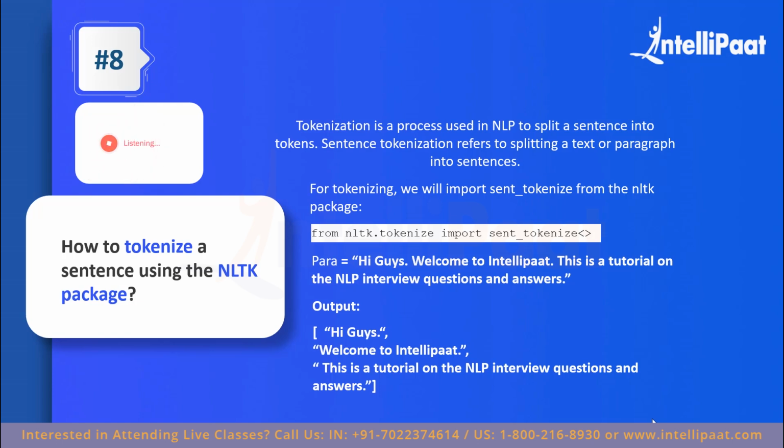So for tokenizing, we can import sent_tokenize from the NLTK package using the line of code that you can see on your screen, that is from nltk.tokenize import sent_tokenize, and after that we can give the argument as a paragraph, that is, "Hi guys, welcome to Intellipaat. This is a tutorial on the NLP interview questions and answers." So after tokenizing, we'll get the output as the split sentences, that is, "Hi guys, welcome to Intellipaat," and finally "This is a tutorial on NLP interview questions and answers."